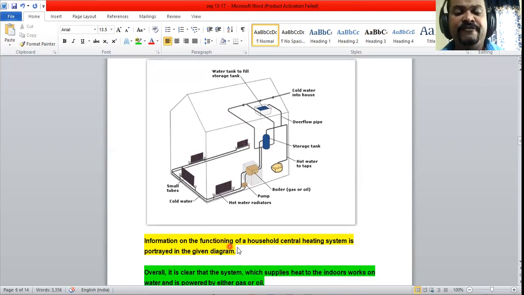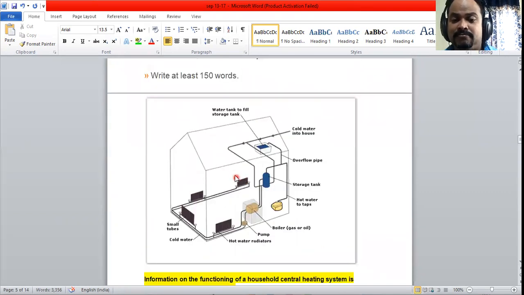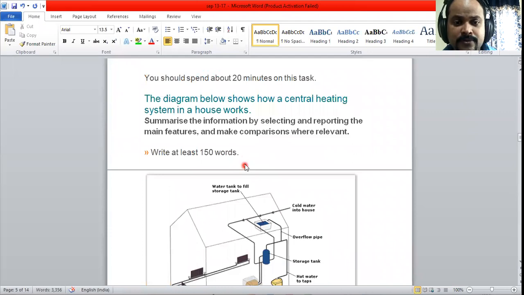Information on the functioning of a household central heating system is portrayed in the given diagram. The functioning of a household central heating system. A household central heating system is portrayed in the given diagram. So it's not industrial purpose, household.